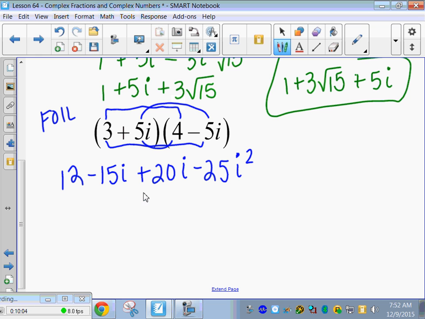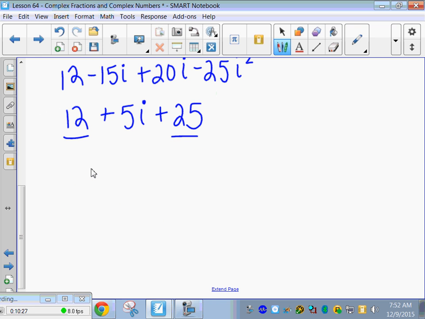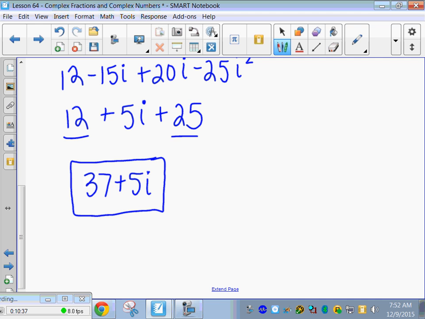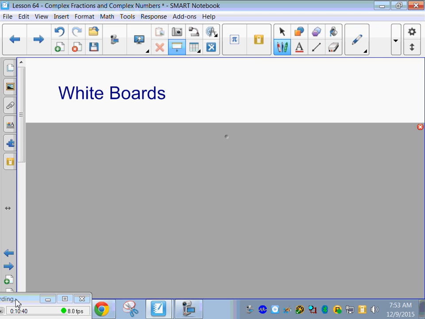All right, so combine like terms. So this becomes a plus 5I. I squared is -1. So this turns into what, you guys? Plus 25. So that becomes a real part. So we can actually now add these together, and we always want to end up with real plus imaginary. So this becomes 37 plus 5I. So you should always end up with an A plus or minus BI for that part. And we're good to go. All right, let's try it.